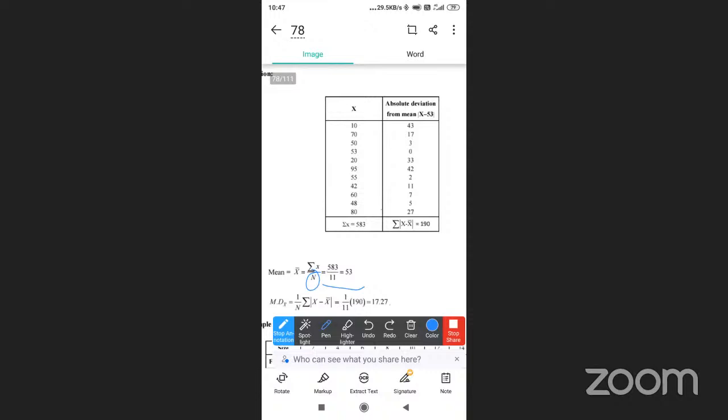So 10 minus 53 is minus 43. When you take the modulus, it is 43. Now next, 70 minus 53 means 17.